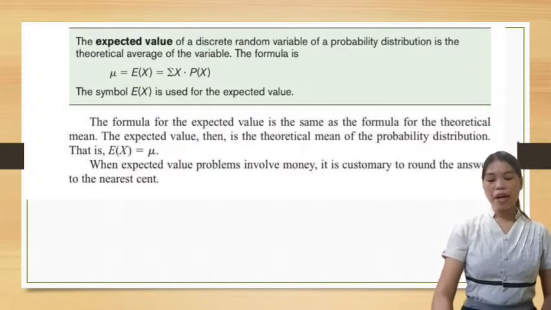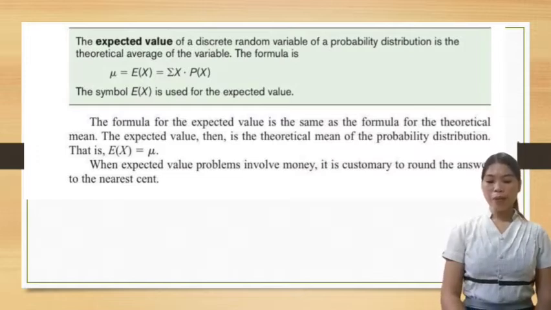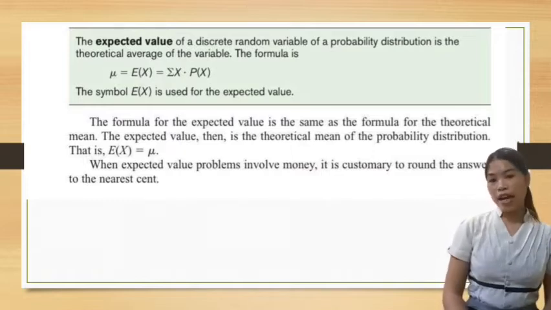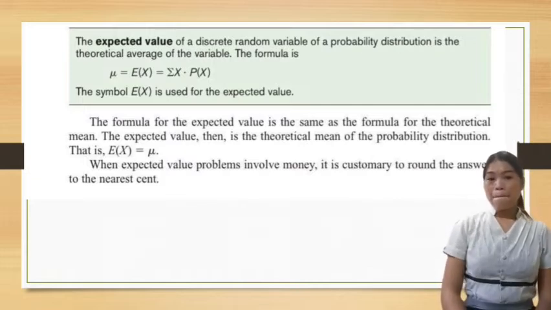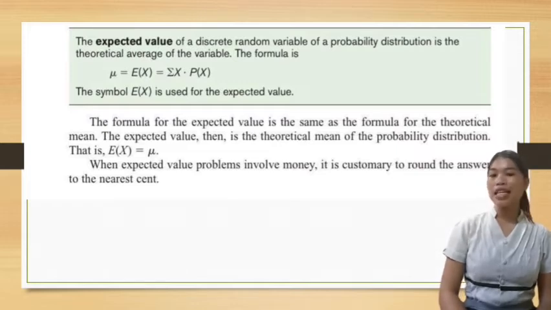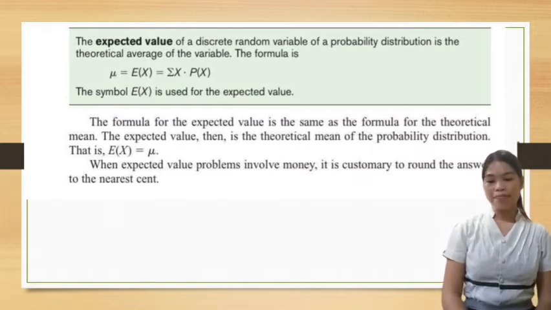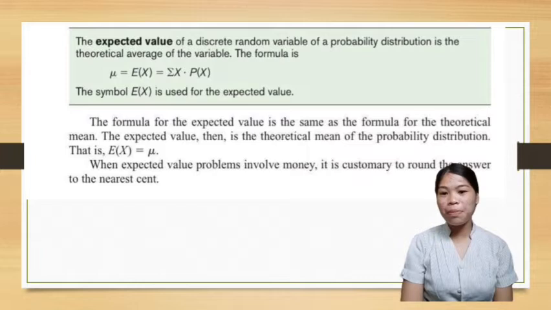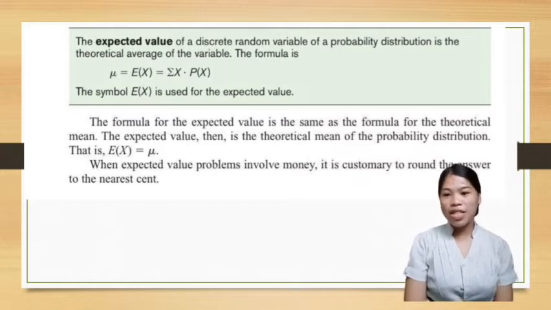The expected value of a discrete random variable of a probability distribution is the theoretical average of the variable. So the formula is mu is equals to E of x is equals to summation of x times p of x. So pareha na siya formula sa mean. The symbol E of x is used for the expected value. When expected value problems involve money, it is customary to round the answer to the nearest cent.